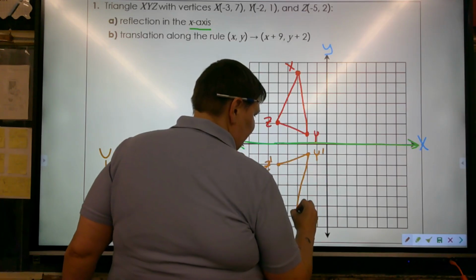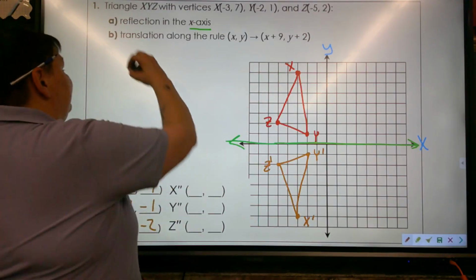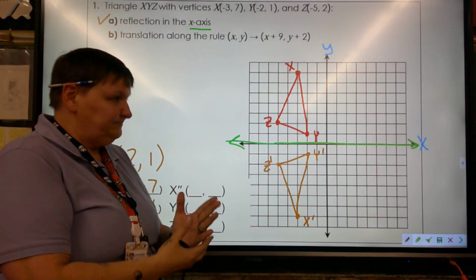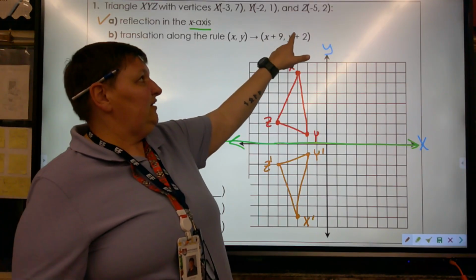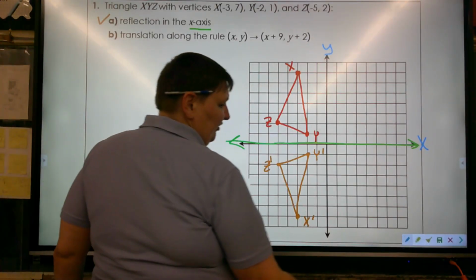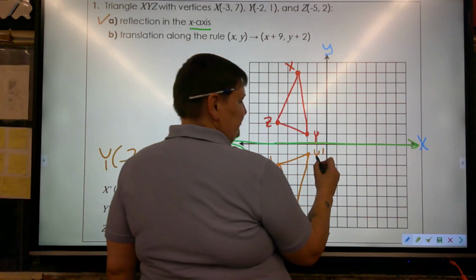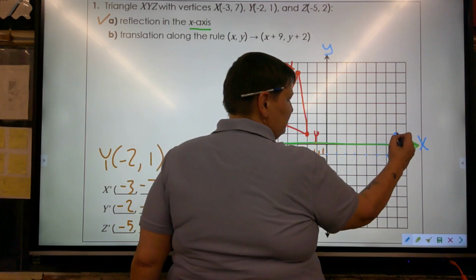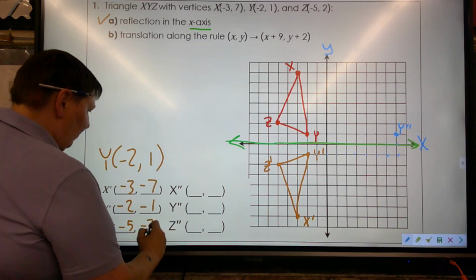Alright, and so you can visually see that I reflected it over the x-axis. So step A, complete. Remember, you have to do them in order, one at a time. Step B is a translation along the rule x plus 9, y plus 2. So you can move them 1 point at a time, again. We're going to go 9 right, 2 up, 1, 2, 3, 4, 5, 6, 7, 8, 9, 1, 2. This would be y prime prime, and that would be 7, 1.